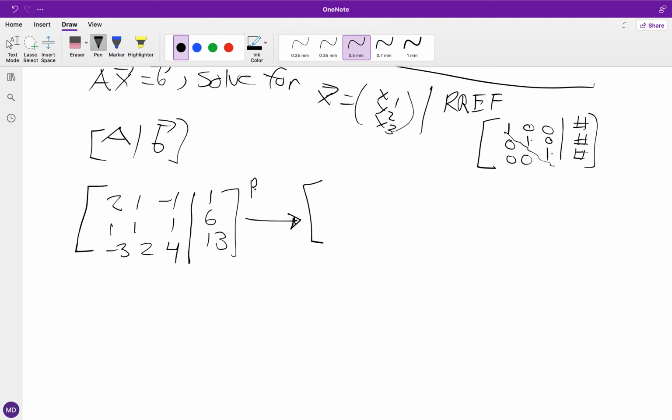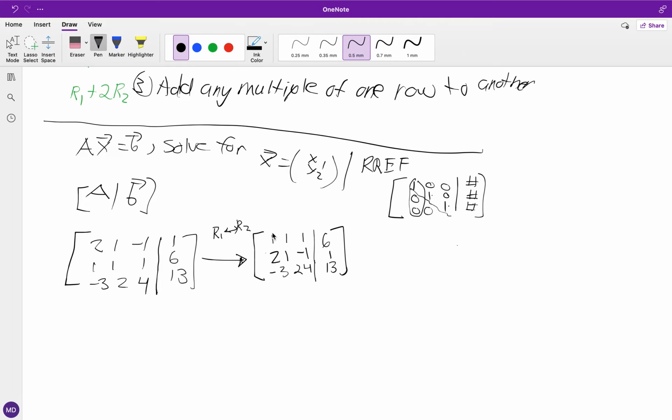So first things first, the first operation I like to do here is I'll actually write out the operation. I'm going to switch R1 and R2. I'm doing this because R1 has a 1 right here, so it just makes it easier. We get a 1 in the top left. So what we get when we do this is 1, 1, 6. Our R2 comes here now, negative 1, 1, negative 3, 2, 4, 13. Okay, done our first row operation here. We formed a pivot in the top left.